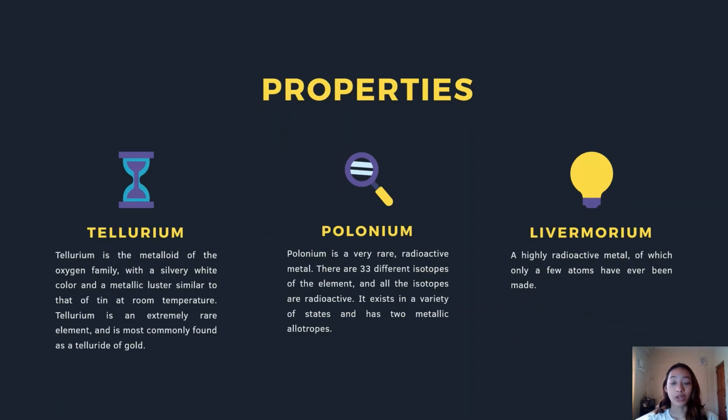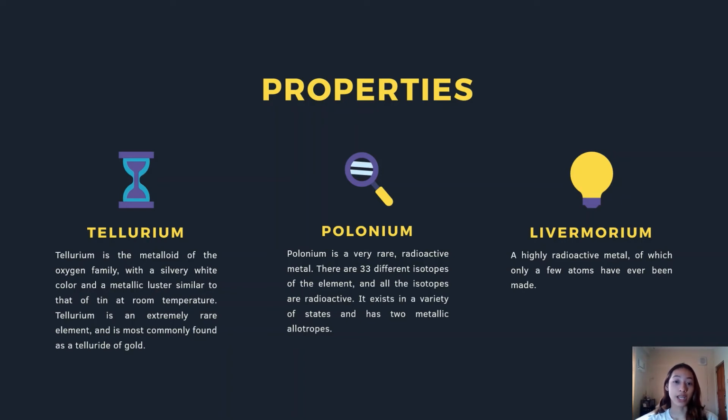Tellurium is the metalloid of the oxygen family, with a silvery white color and a metallic luster, like tin at room temperature. Additionally, tellurium is a very rare element that is most usually found as a gold telluride.